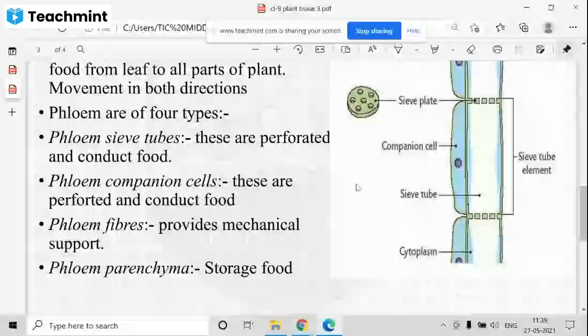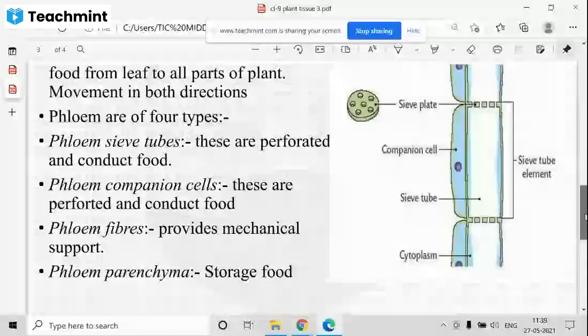Then phloem companion cells. These are perforated and conduct food. Phloem fibers provide mechanical support. Again, the fiber word, isn't it? It provides mechanical support to the plant so that it does not break down. Phloem parenchyma again stores food. This is called the phloem parenchyma, whereas they store food.